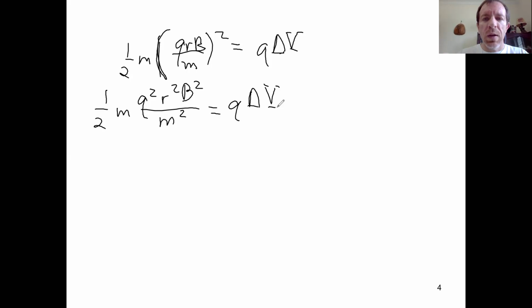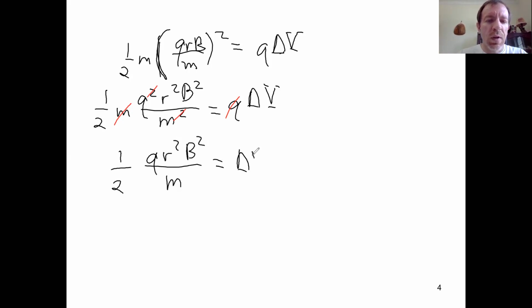And I can simplify this a little bit. I've got an m there, and I've got a square there, so I can get rid of the m and the square. I've got a Q squared on the left-hand side and a Q on the right-hand side, so I can get rid of a Q there. And then let's rewrite this. I've got 1/2 Q R squared B squared over m is equal to delta V.